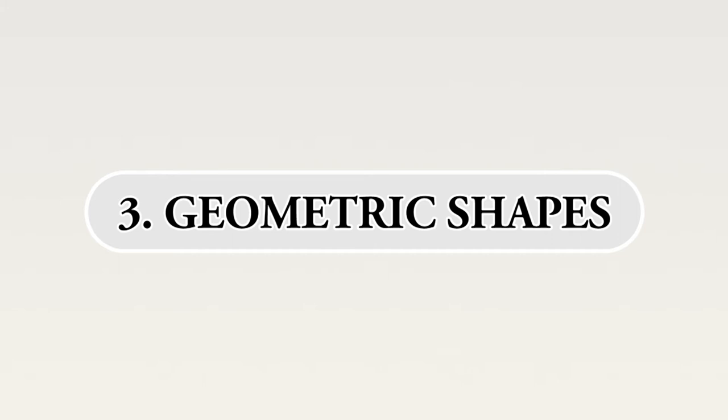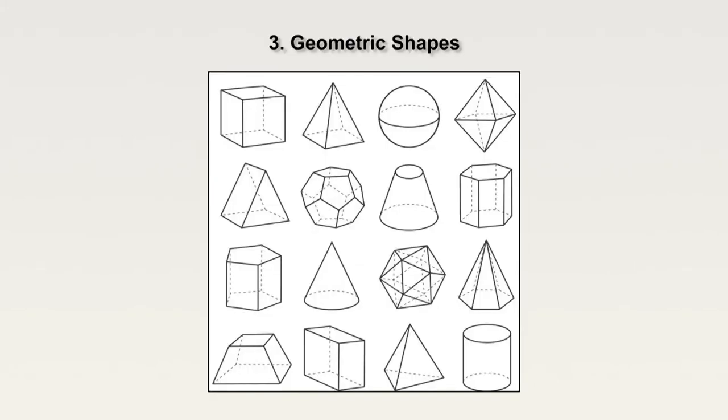Geometric shapes. Geometric shapes are ones which can be mathematically formed or have the impression of being mathematically formed. Some simple geometric shapes are square, rectangle, triangle, and circles.